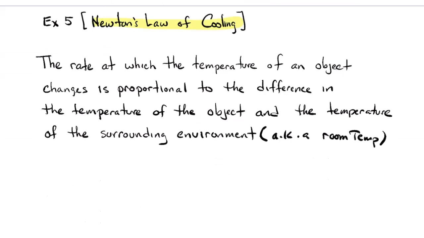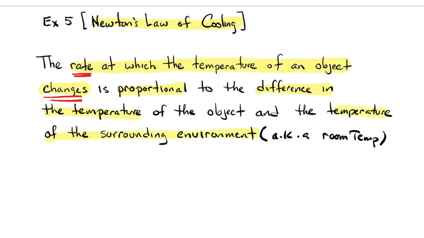Okay, why is this a differential equation? Well, look at that. The rate at which the object's temperature changes, that's a statement about a derivative, right? What are the keywords? What are the buzzwords? Rate, changing, derivatives. Another one is proportional to. So there's going to be some constant, but this time it's proportional to the difference in the temperature of the object and the temperature of the environment.